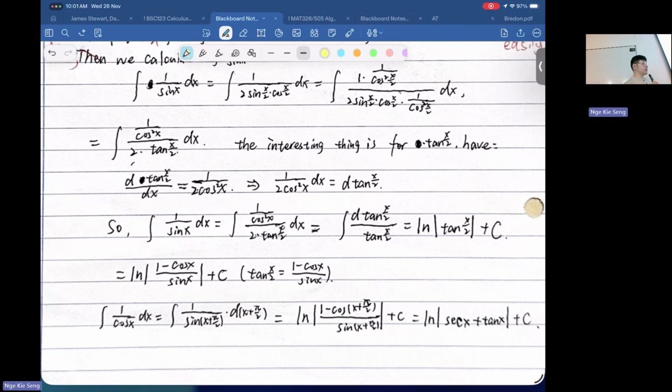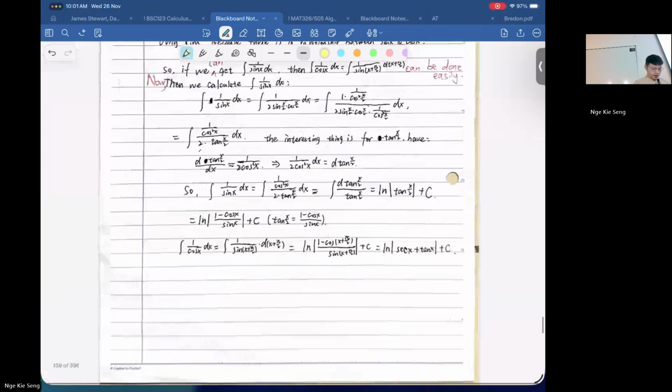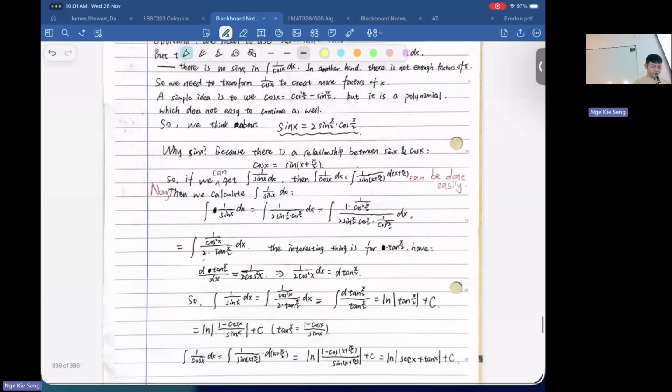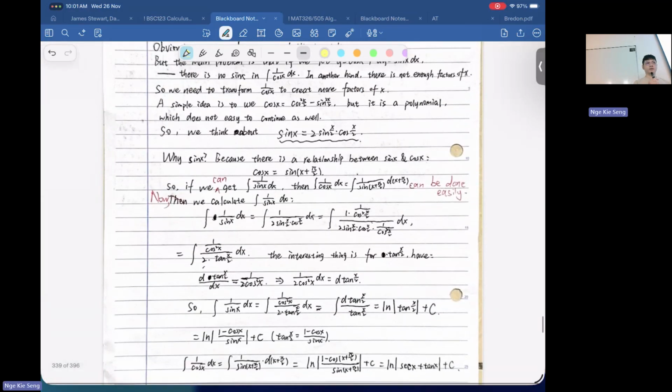So you can have a look. I posted it in the notes already. In the Moodle, in the notes, I have updated, so you can compare the two methods. Okay, so far so good. So you can check it out.